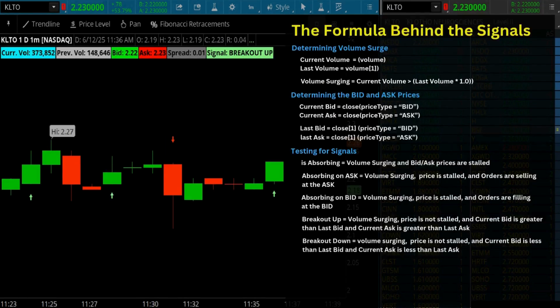A formula was designed to create the signals that would indicate both absorption and breakout conditions. Not every absorption will result in a breakout, and not every breakout is preceded by absorption, but when both occur, it often signals a strong move.